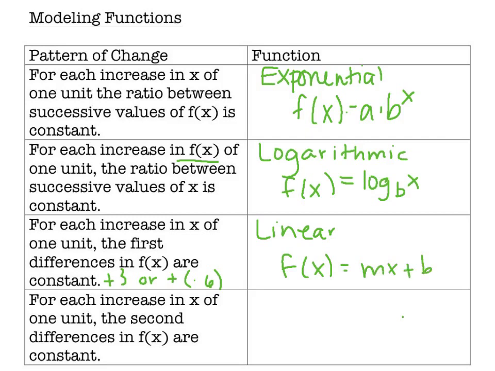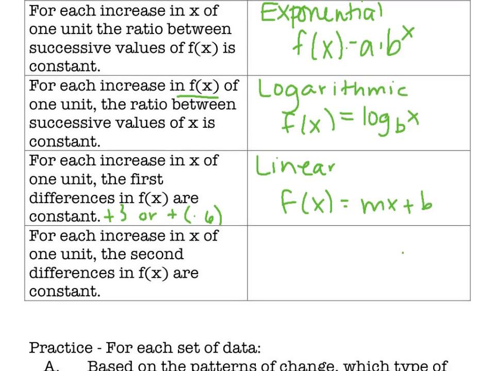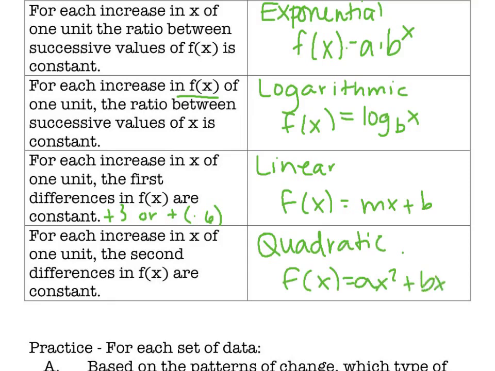And finally, hopefully you remember this from Algebra 1, for each increase in x of 1 unit, the second differences in f of x are constant. We'll go through a very specific example of what that looks like, but that's your quadratic function. And that takes the form f of x from earlier this year, ax squared plus bx plus c.